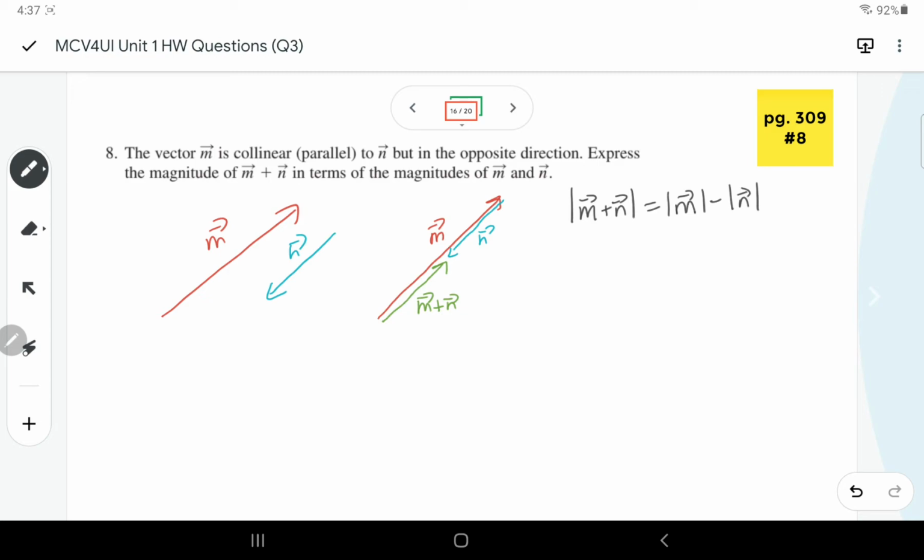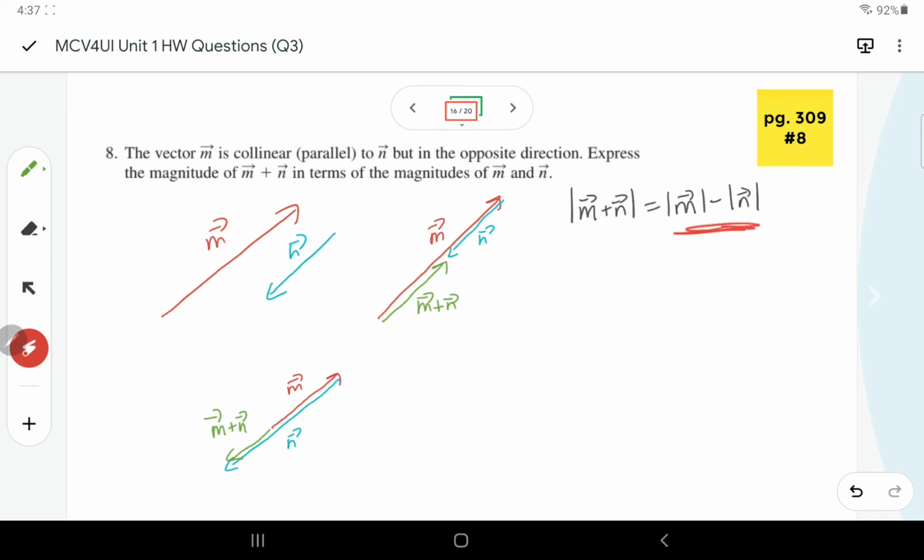We don't know, however, that m is longer, right? The magnitude of m might be smaller. That might be the smaller vector. So what if that was the case? Then we would have m going this way, but it's littler, and then n going this way, and then m plus n would be, so let's say in this example, what if that magnitude was 5 and that magnitude was 8?